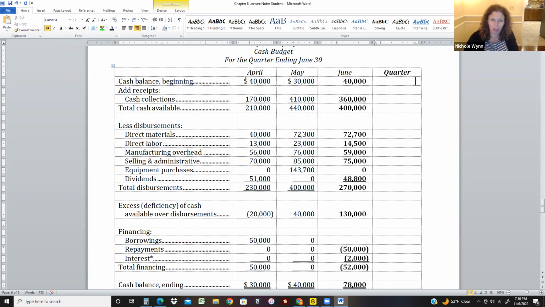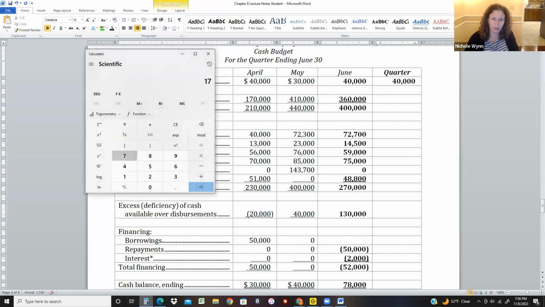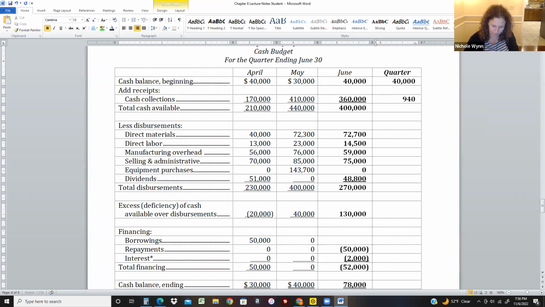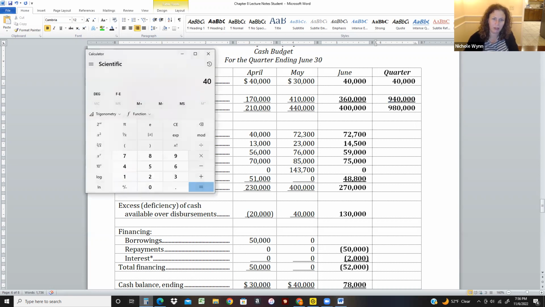So to do the quarter column in total, again, you just add across, but then I want to know what you started the quarter with for cash. We started with 40,000 and then we brought in, and I would need to do 170, 410, and 360, 940. Giving me 980 available to me. And then I would need to add up all of these. I'm sorry, I wish I would have had that in there for you. This is 40,000, 72,300, and 72,700. I added that one.